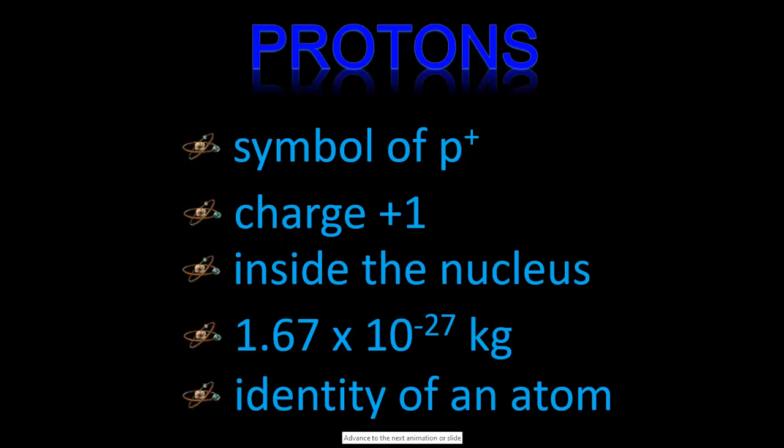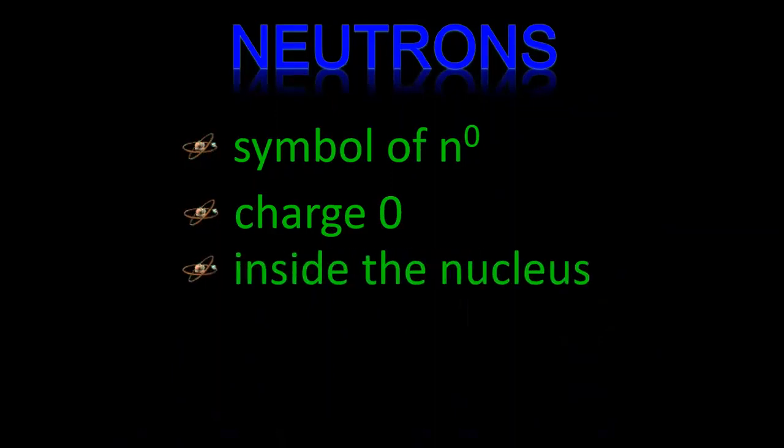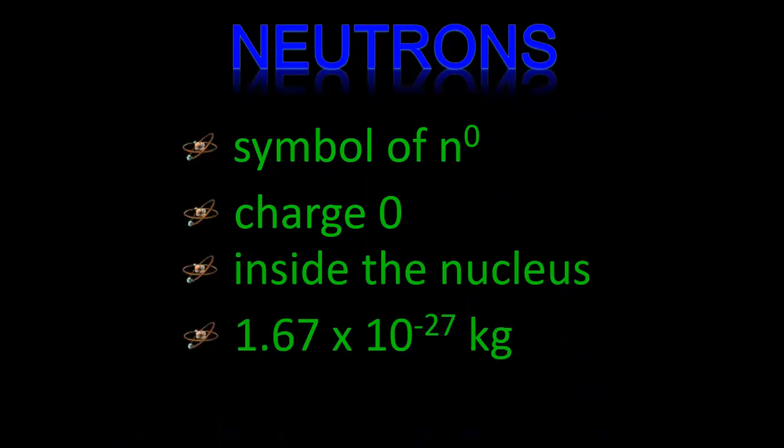All right. Okay, neutrons. Well, what's the charge on a neutron? The charge on a neutron is 0. It has a neutral charge. And where are they? Well, they're also in the nucleus along with the protons. Now, their mass is approximately the same as a proton, which is 1.67 times 10 to the negative 27 kilograms. So that is a really small mass. Now, what do neutrons do? What is their importance?